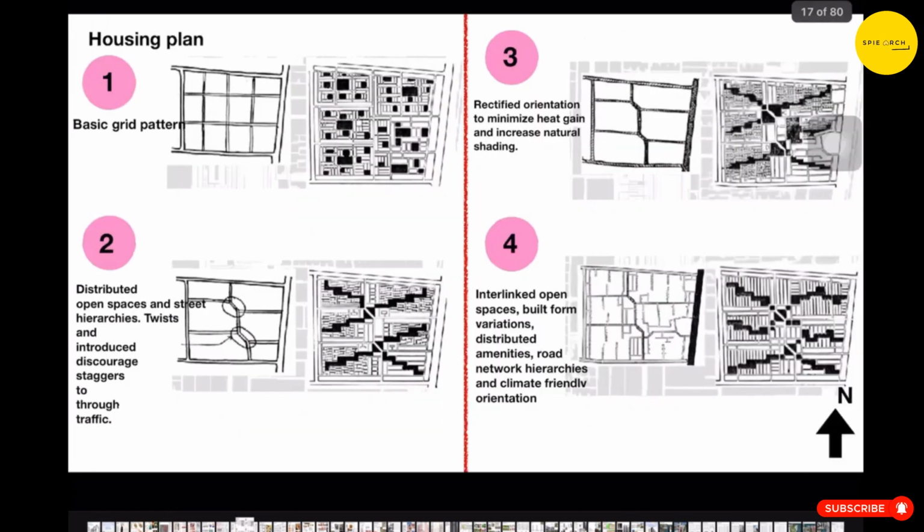Okay, now here is an evolutionary step of the segregation of roads and buildings. Firstly, the basic grid pattern was ensured. The twisted roads were incorporated to stagger the traffic. In the third stage, to get the benefits of skyography, more rectification was done on the orientation of the built-ups, and lastly, the final output was the interlinkage of amenities to each and every dwelling community. Next slide.